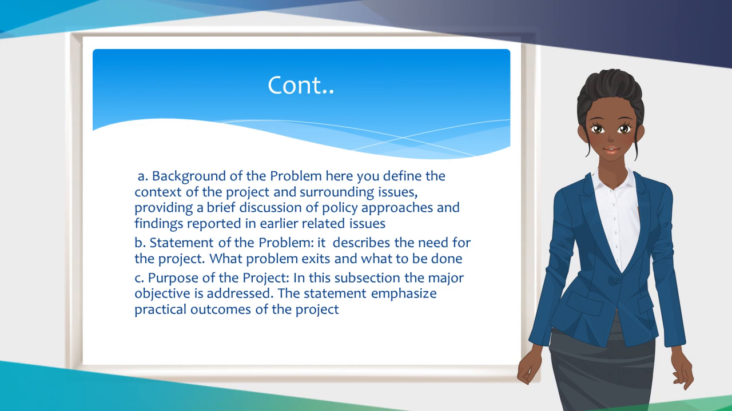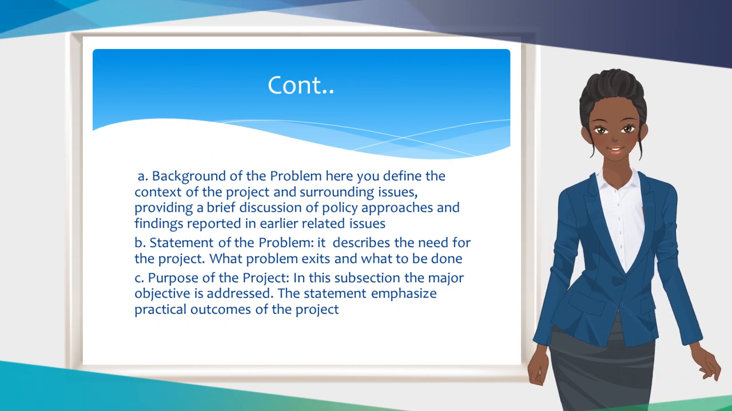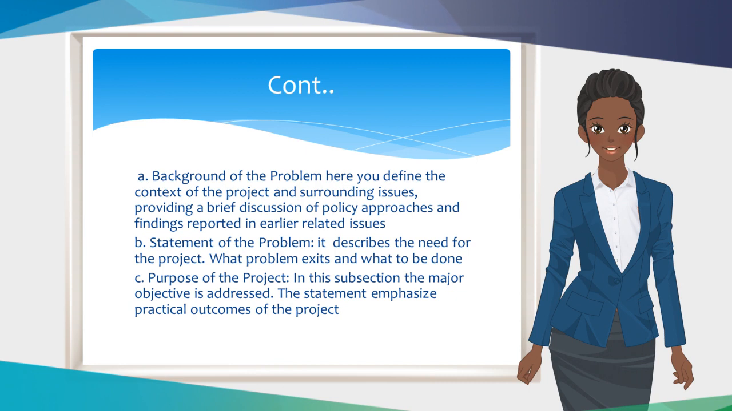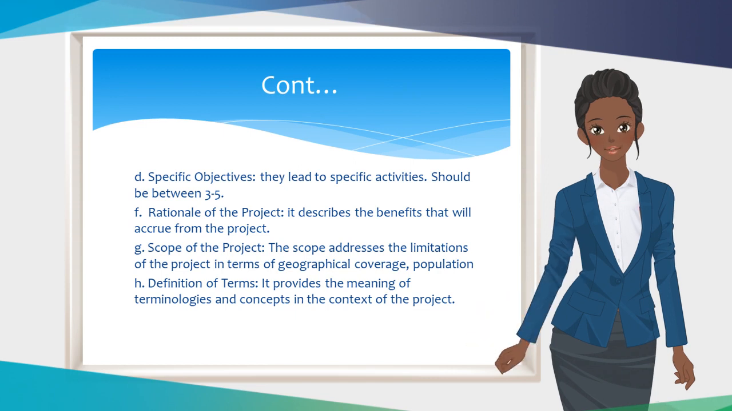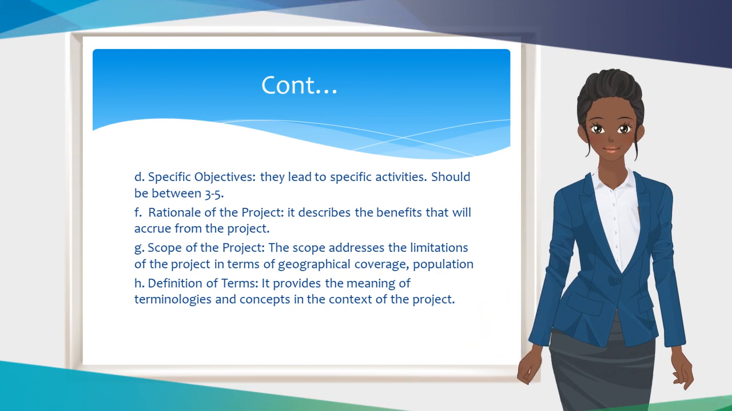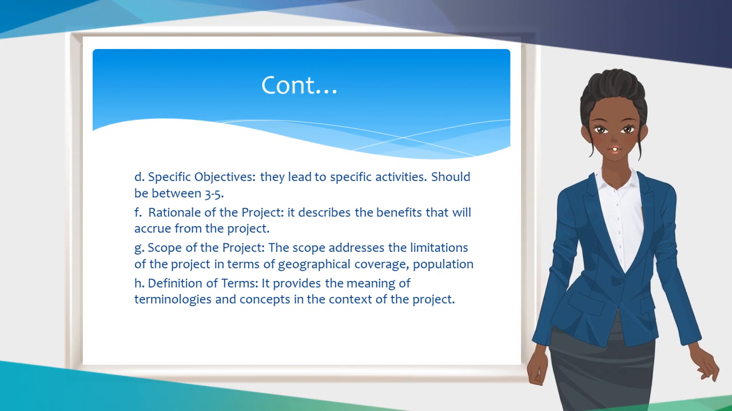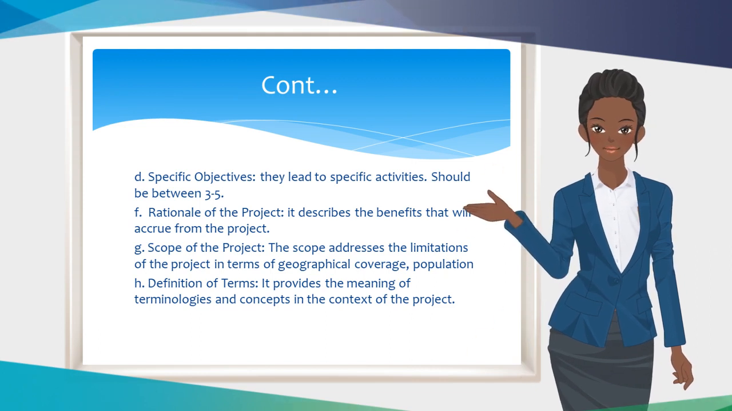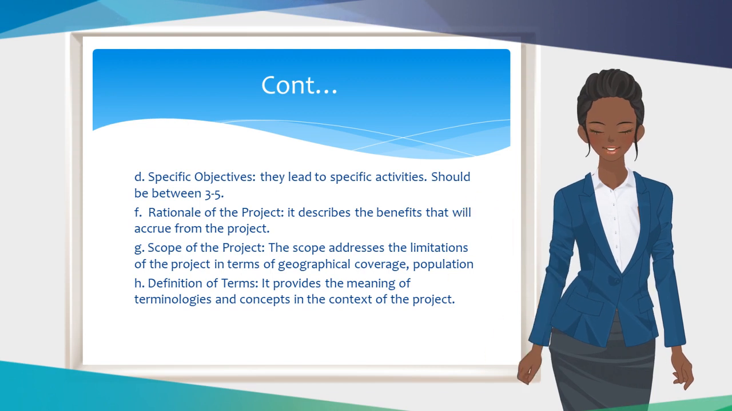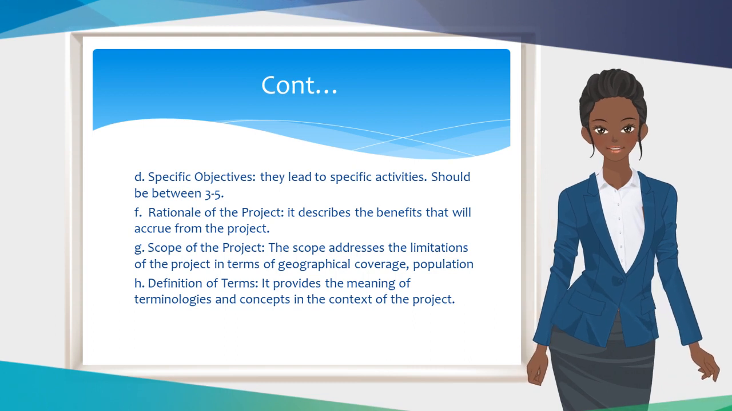In purpose of the project, you address the major objective of the project. The statement will emphasize practical outcomes of the project. For specific objectives, you will be talking about specific activities. They should be between 3 to 5. In rationale of the project, you will describe the benefits that will accrue from the project. About the scope of the project, you will address the limitations of the project in terms of geographical coverage and population. Definition of terms provides the meaning of terminologies and concepts in the context of the project.